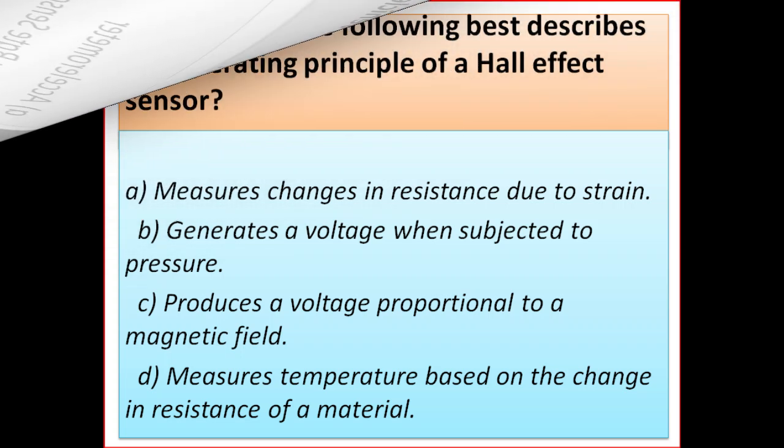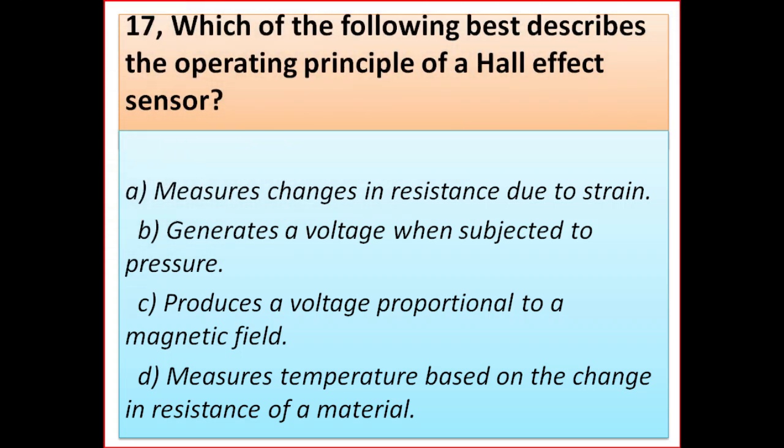17. Which of the following best describes the operating principle of a Hall effect sensor? A. Measures changes in resistance due to strain. B. Generates a voltage when subjected to pressure. C. Produces a voltage proportional to a magnetic field. D. Measures temperature based on the change in resistance of a material.